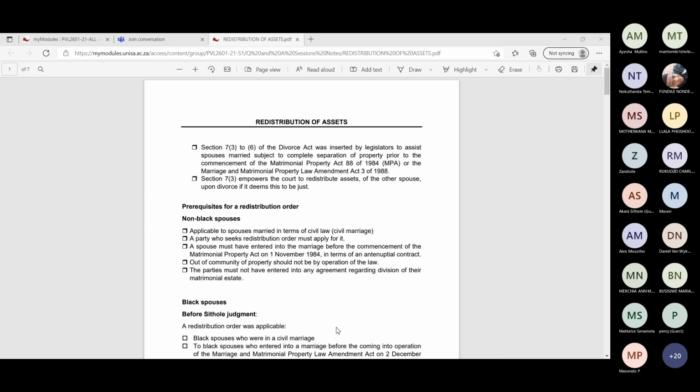Okay. The other question, ma'am, I need to find out: if you pay lobola for somebody, let's say they say lobola is 20,000, and you pay 10,000, is that marriage recognized when it comes to customary marriages? Okay, Millicent, next week we are doing customary marriages. Please join us next week.